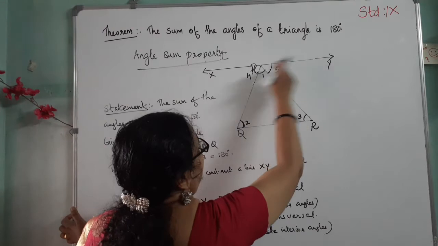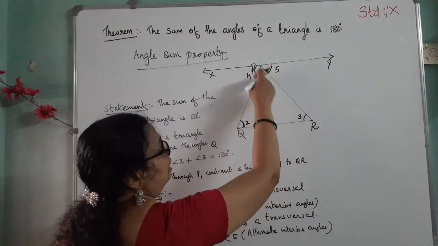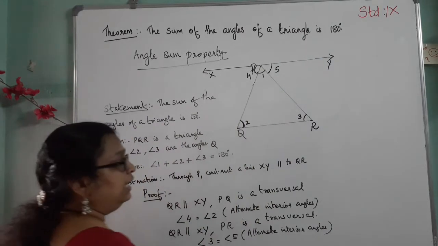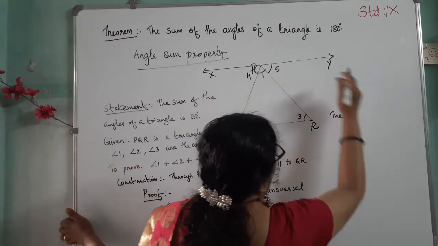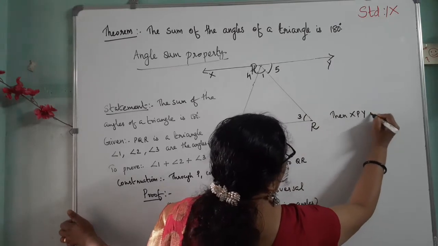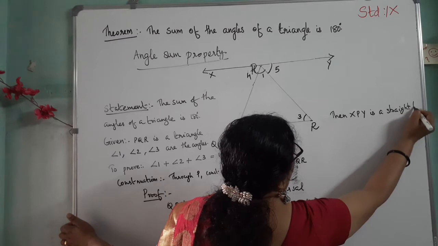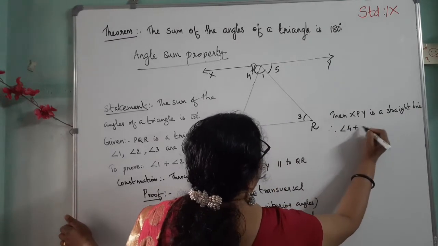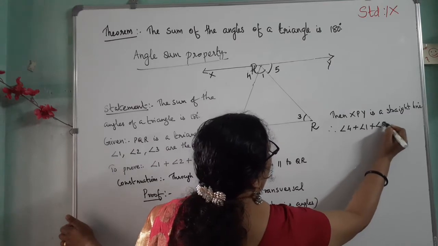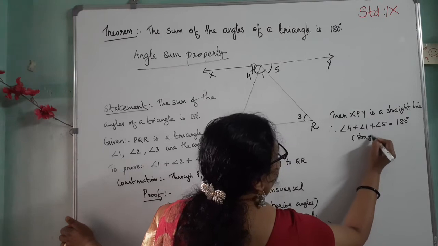Then XY is a straight line. So by straight line measure, angle 5 plus angle 1 plus angle 4 equals 180 degrees. XPY is a straight line. Therefore angle 4 plus angle 1 plus angle 5 equals 180 degrees, that is the straight line measure.